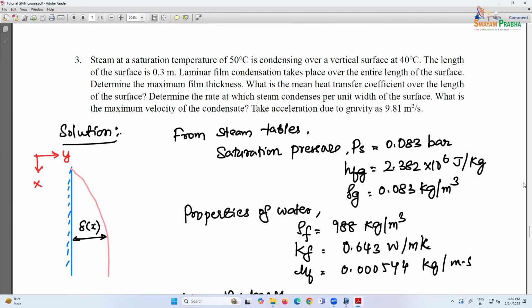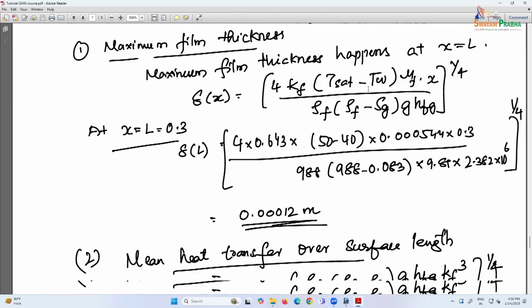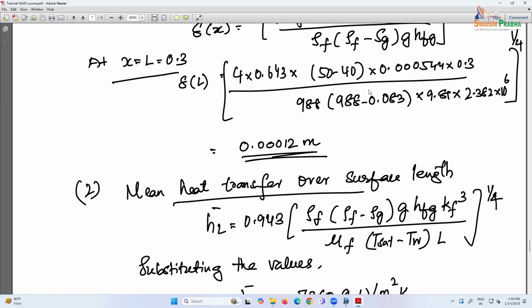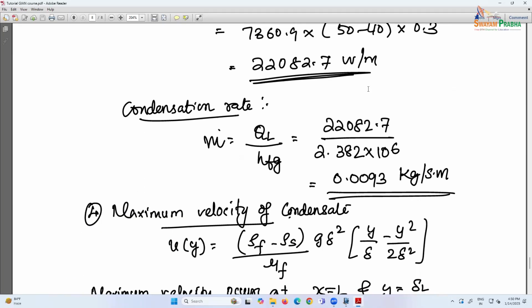So, the third problem is on condensation. I think this is very straightforward. You have a film condensation, laminar film condensation, happening on a cold substrate here, and the temperature of the substrate is given, and the saturation temperature of steam is also given. You are asked to calculate the mean heat transfer coefficient over the length of the surface. For that you use the Nusselt condensation theory and substitute all the thermophysical parameters, and after that you are asked to calculate the condensation rate.